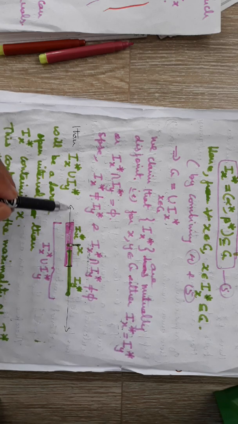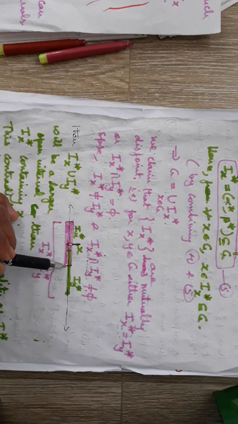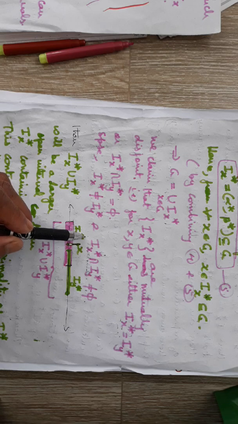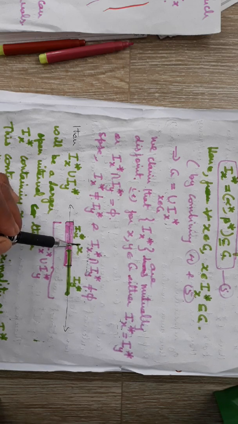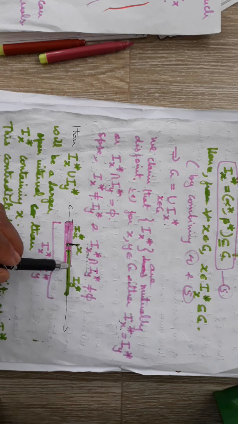So consider this real number line, with this pink one as the open interval I_x star, with point x lying somewhere here, and then I_y star is this. Because they are non-empty, there exists at least some point which is common to both these intervals I_y and I_x.